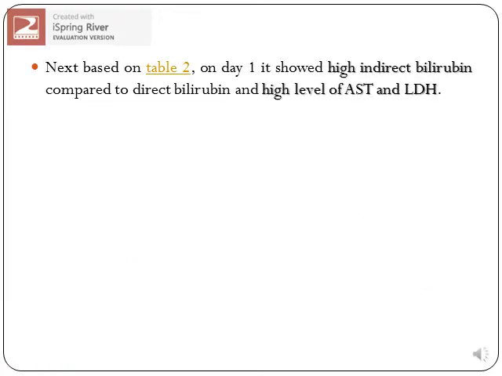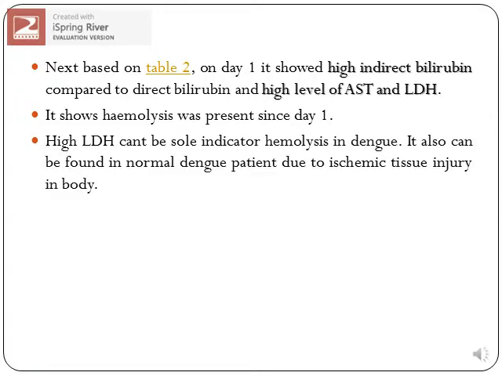From table 2, it states that on day 1, it shows a high indirect bilirubin count compared to direct bilirubin and also high levels of AST and LDH. This condition shows that hemolysis occurred since day 1. High LDH cannot be the sole indicator for hemolysis in dengue. It is because even in a normal dengue patient, high LDH will occur due to ischemic tissue injury in the body.